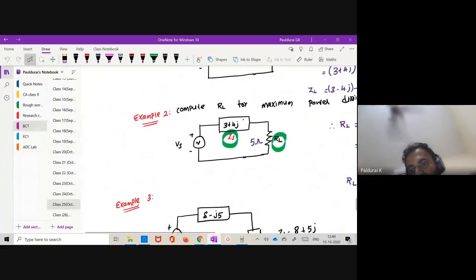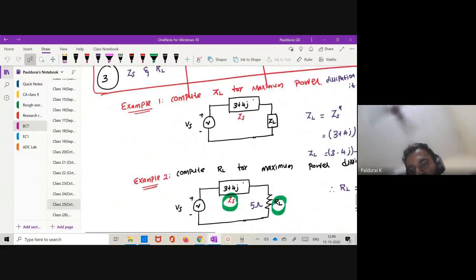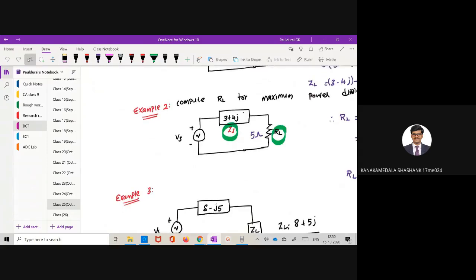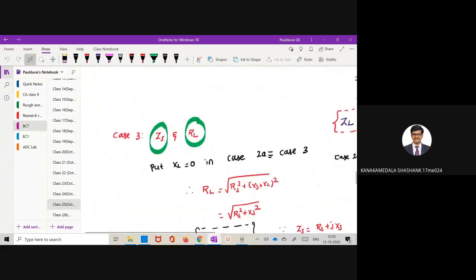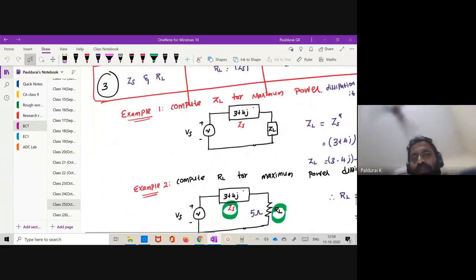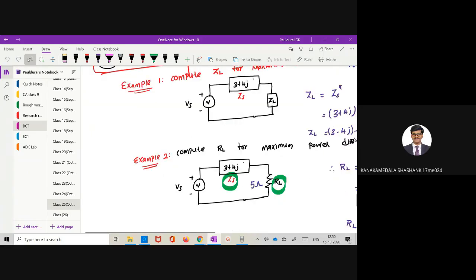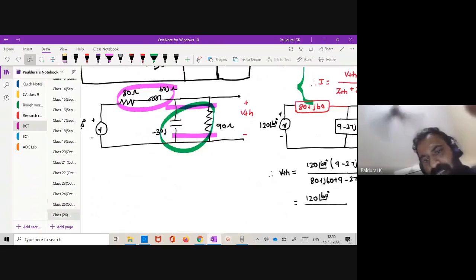Yes sir, in this problem what we took was that 3 plus 4J. Just for your reference, we found only ZL. I didn't calculate V anywhere here. Here the concept, can you understand? Both are connected in parallel. Can you understand? Just remember, both are connected in parallel.